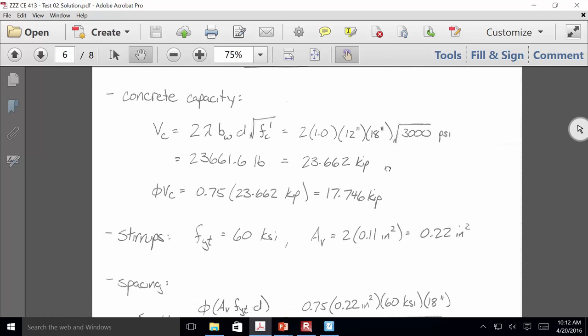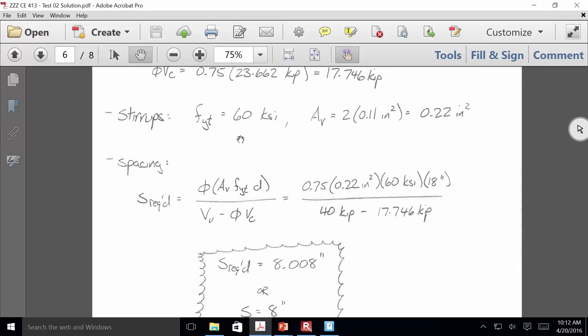So number three, concrete capacity. Calculate the shear capacity of the concrete. Same deal. φVc comes out to be 17.7 kips. For the stirrups, fy is 60 ksi. The area of a number three bar is 0.11. The area of number three U-shaped stirrups is 0.22. Two number threes. Okay. Got a constant shear of 40 kips.